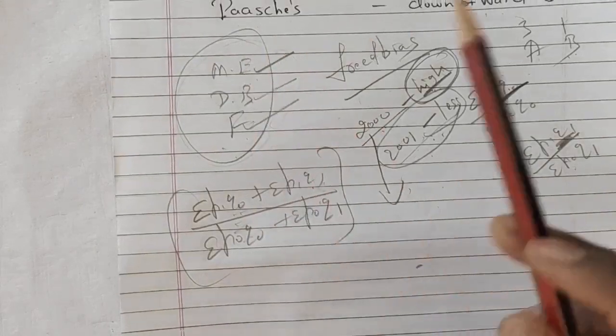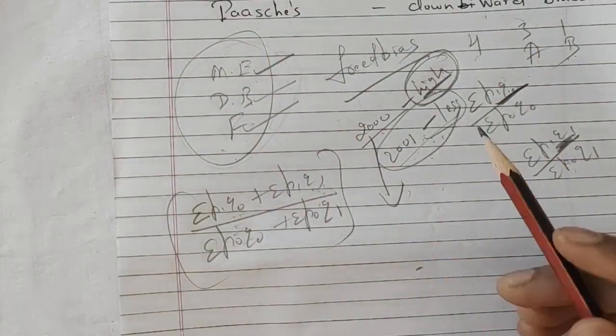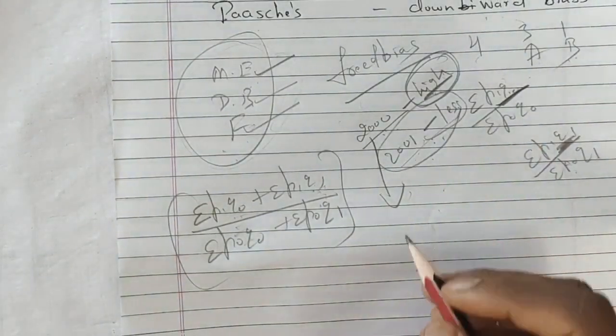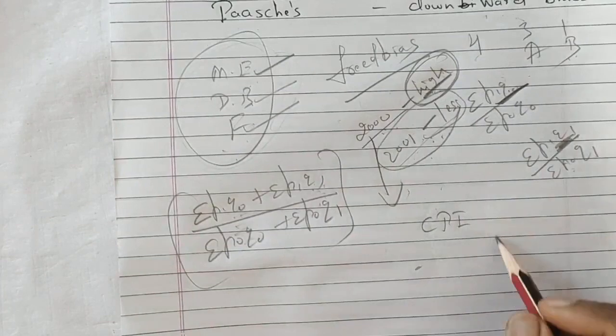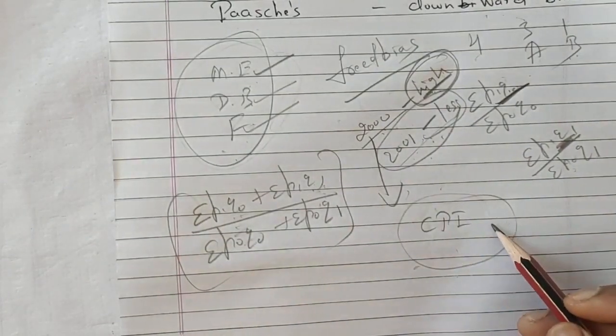So this is about bias in an index number. And the next concept, the last one, is CPI, the Consumer Price Index Number. This is the last concept of this chapter that we will discuss in the next class.